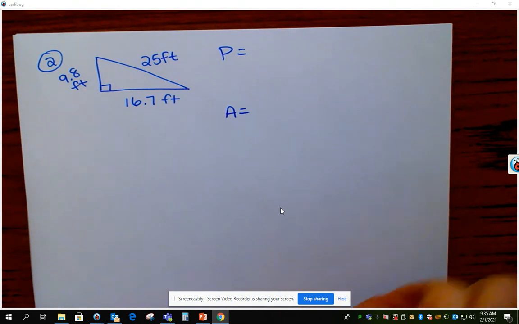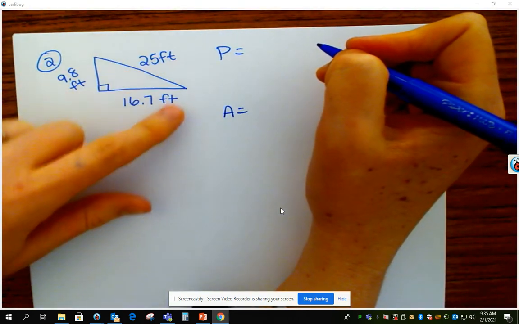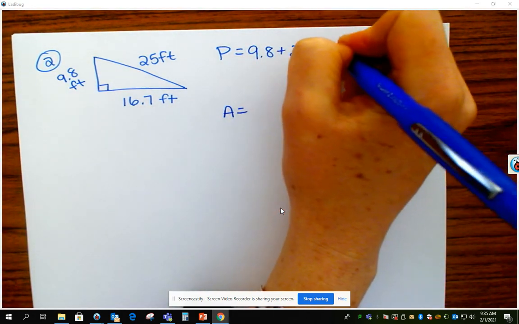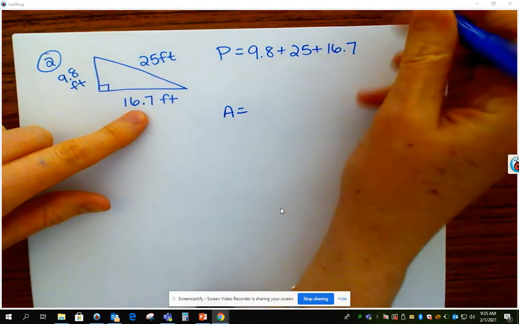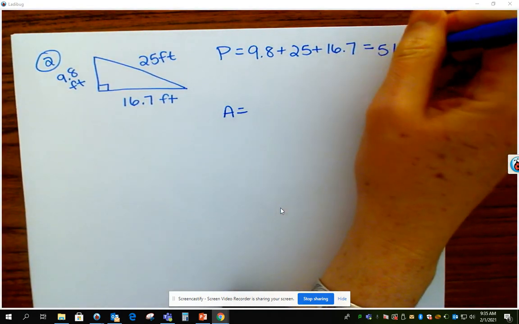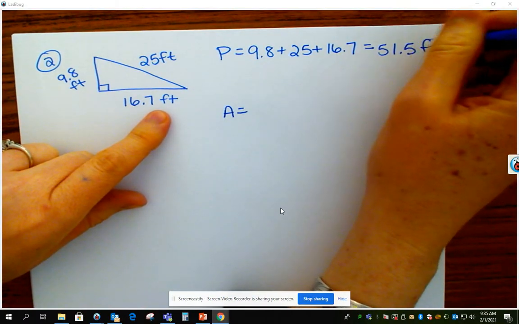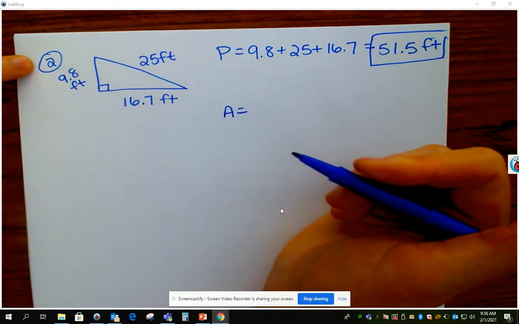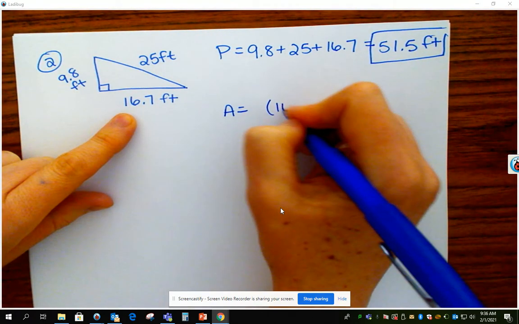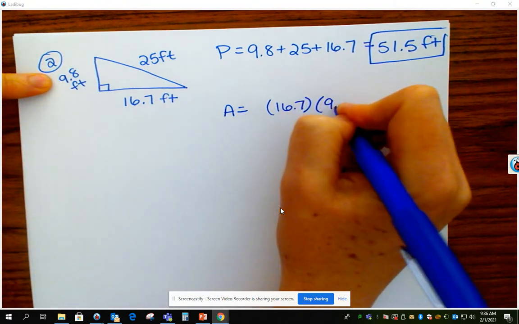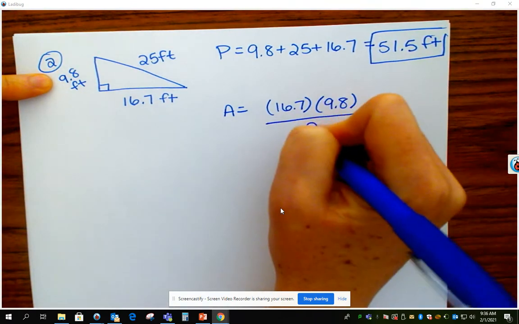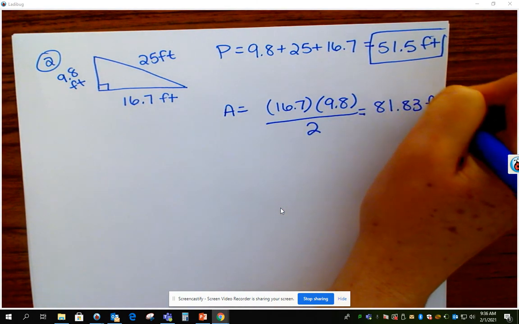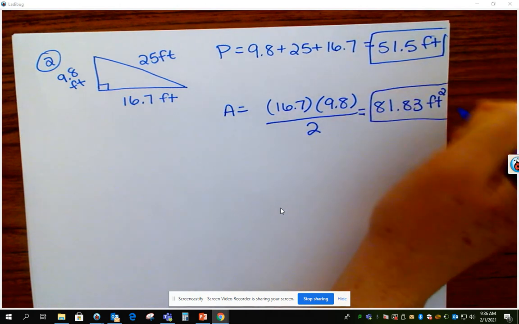All right, hopefully you're back. Perimeter, remember I'm going to add up all 3 sides. So 9.8 plus 25 plus 16.7 equals 51.5, and our units are feet. For the area, I only need the base and the height. So I'm multiplying 16.7 times 9.8, dividing that answer by 2. So I end up with 81.83 feet squared, or square feet.